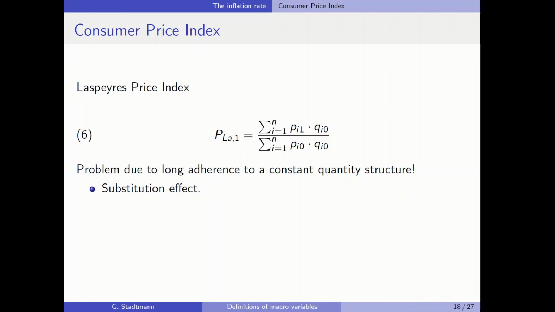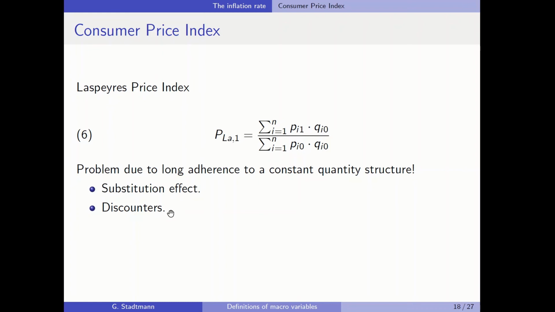But of course, the guy from the statistical office has to stick to the quantity structure and therefore the measured price increase. The official inflation rate will be higher compared to the actual inflation rate. So there is a bias in this measurement, and this bias is clearly upwards, so that the officially measured inflation rate is higher than the actual one.